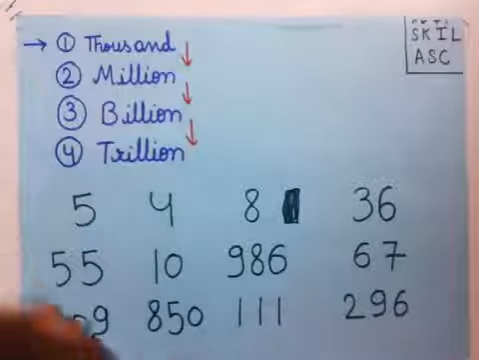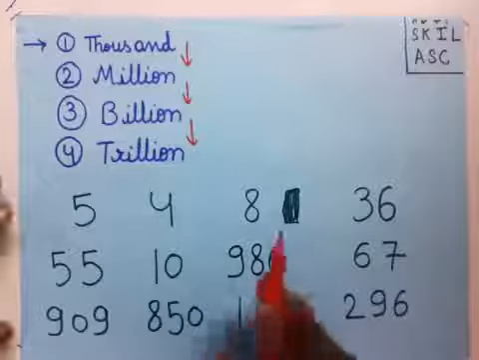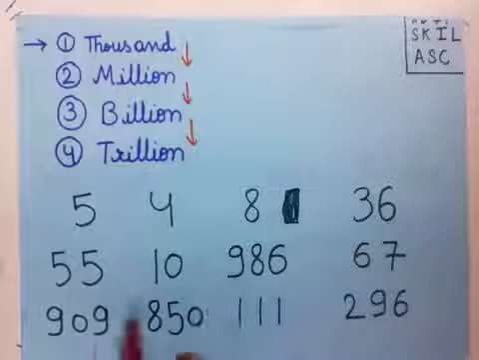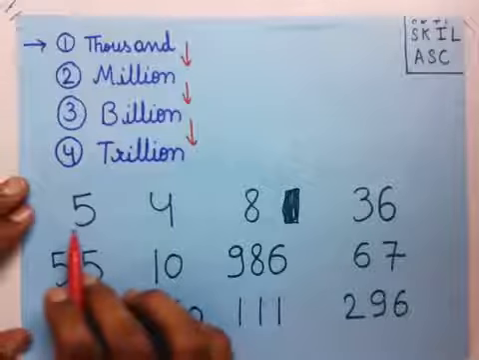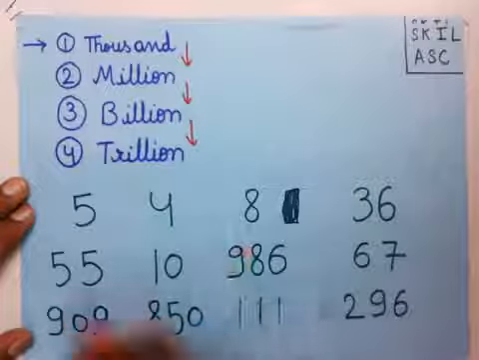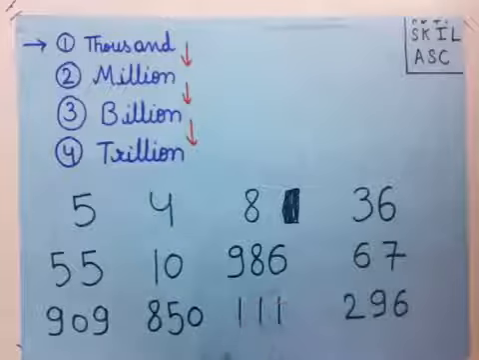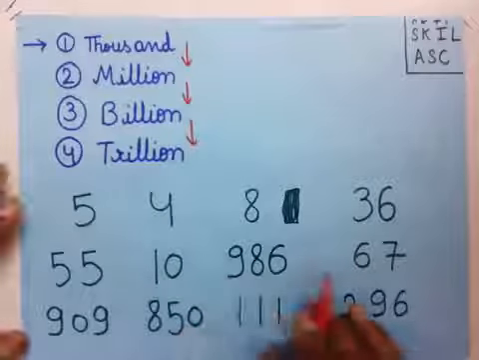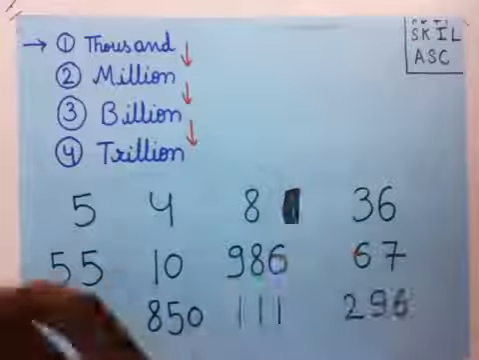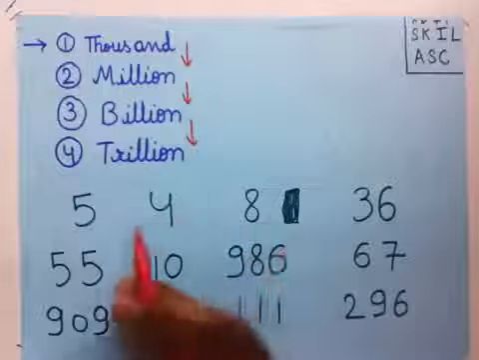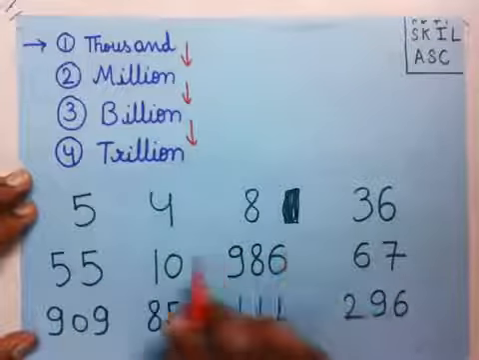Now the next step is, to be able to read any number, we must know how to read these small numbers. These are very small numbers which we all know how to read. And once we know how to read these very small numbers, then we will be able to read any number.